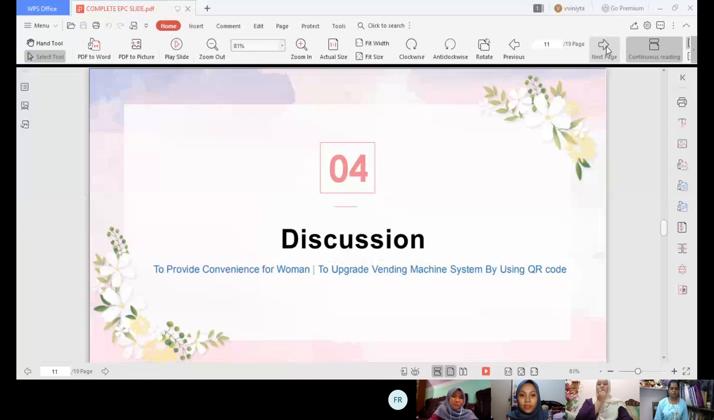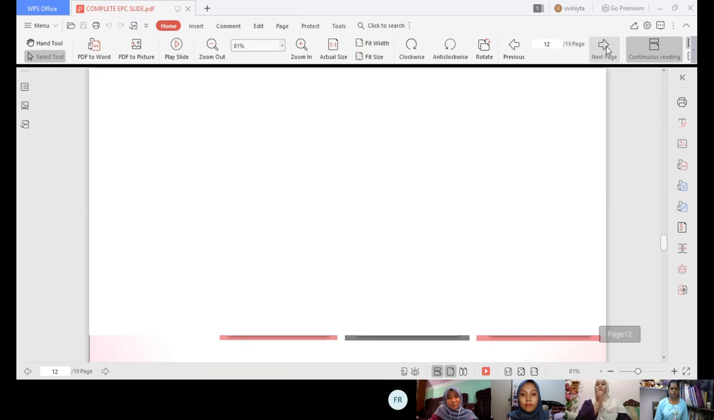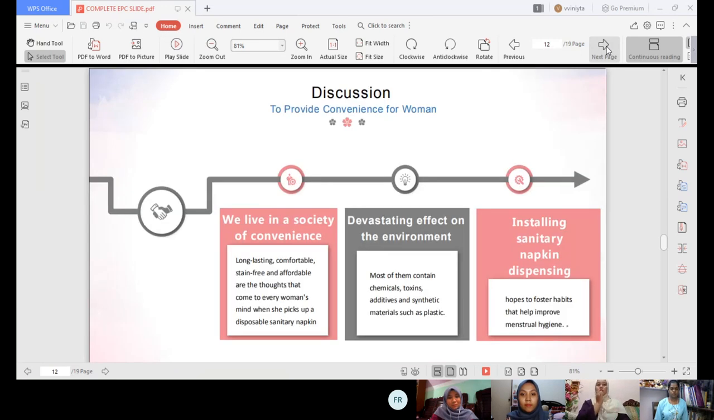My name is Nor Fazniza Nazlinda binti Muhammad Nordin, and here I will be presenting about the discussion. The discussion has two parts. The first part is to provide convenience for women, and the second part is to upgrade the vending machine system by using QR code. Okay, next. For the first part, to provide convenience for women.